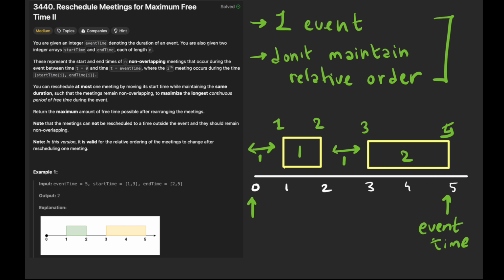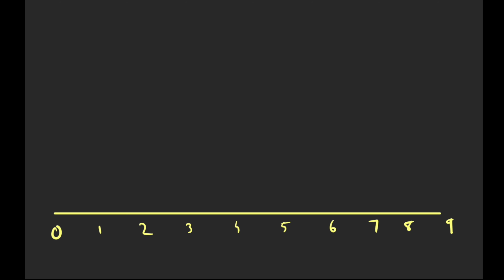So let's understand this whole scenario by using just a simple example. Let's say our event timeline starts at 0 and ends at 9. So this is our event time, which is the end of our event timeline. We have the first event which starts at 1 and ends at 2, and the second event which starts at 3 and ends at 5.